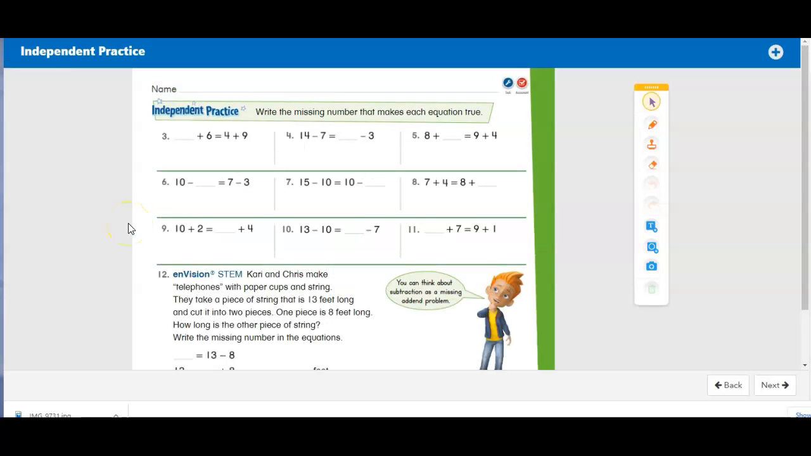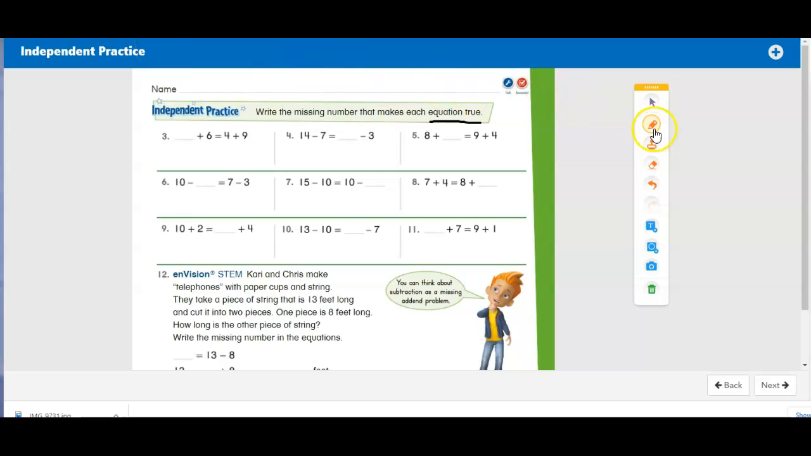For your independent practice, you are going to be completing work on page 223. On your independent practice, it's just like our guided practice. You're going to write the missing number that makes each equation true. So each equation that we solve for is going to be a true equation. Now, if you don't have enough workspace on your workbook page, you can also use a sheet of paper if you need to draw counters or pictures to help you solve.